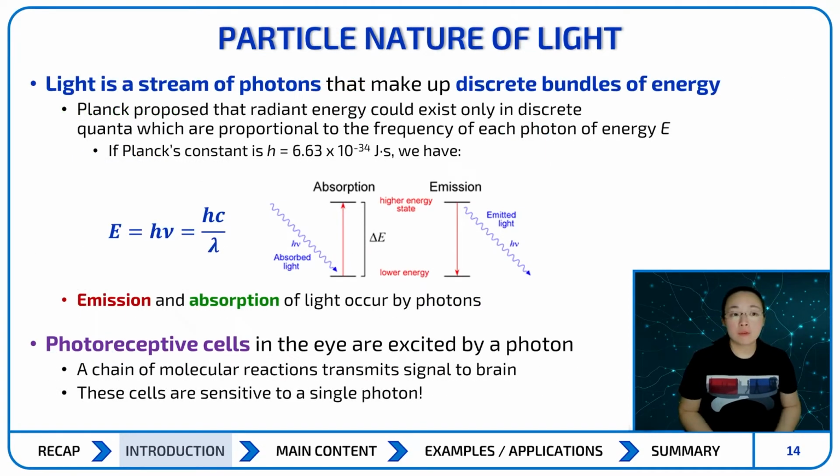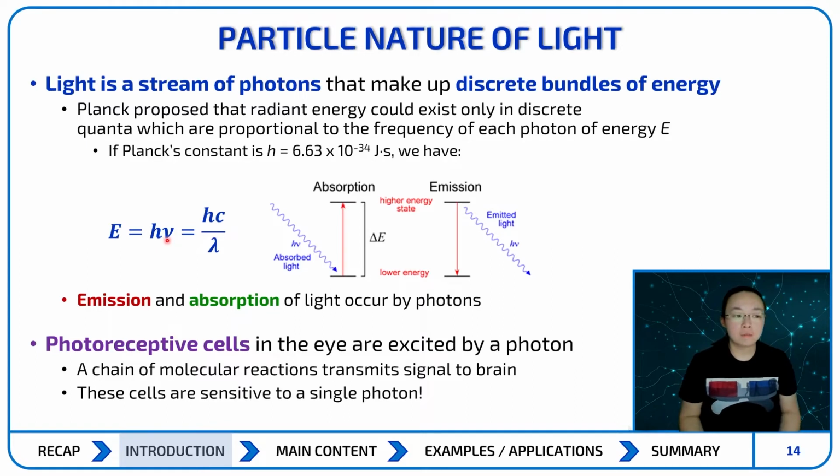Now that we've covered as much as we need to cover for the wave nature of light, we can now hop into the particle nature of light. Light is basically a stream of photons that make up discrete bundles of energy. Planck proposed that radiant energy could exist only in discrete quanta, which are proportional to the frequency of each photon of energy E. The energy of the photon is equal to Planck's constant times the frequency of the wave.